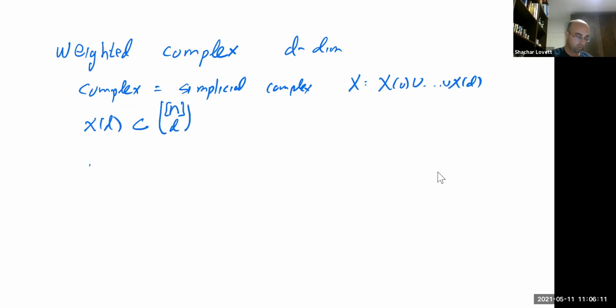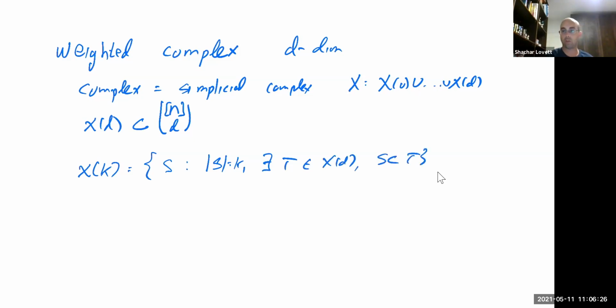And XK is all the sets S such that the size of S is K, and there exists some T in XD where S is a subset of T. So we just take the downward closure of the top faces. So the top faces completely determine the rest of the complex.